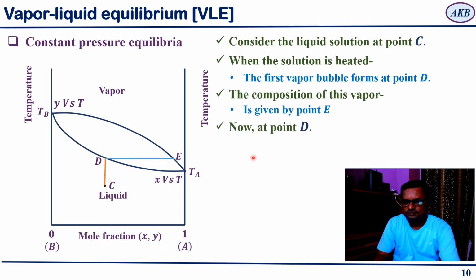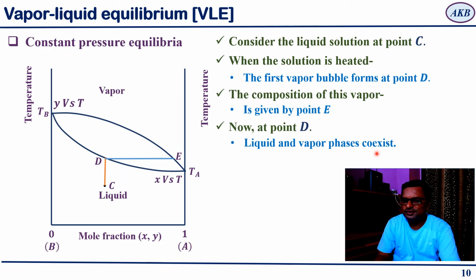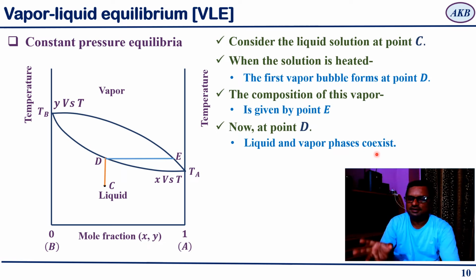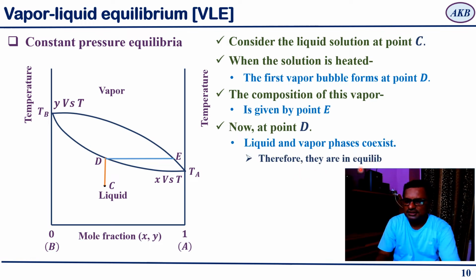So now at point D, since you have the first vapor bubble over there, you have the liquid phase. At point D, liquid and vapor phases coexist. Vapor and liquid phases are coexisting, and if they are coexisting, that means they are in equilibrium with each other.